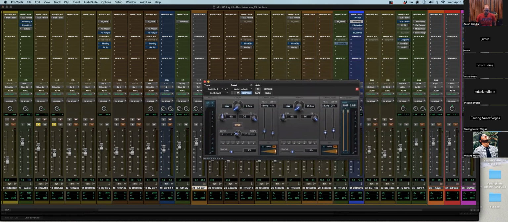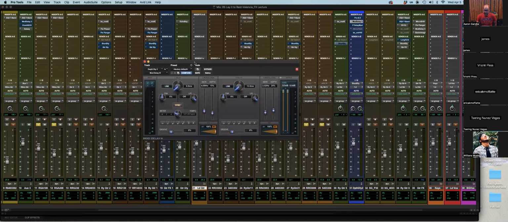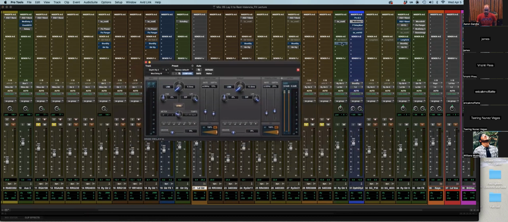I'm going to send this guitar to this short delay bus. Let me unmute it. And on one side, I'm not delaying anything. On the other side, I am delaying it by 13 milliseconds. So the delay is going to arrive to your left ear first, then slightly later to your right ear. Let's hear what that sounds like.